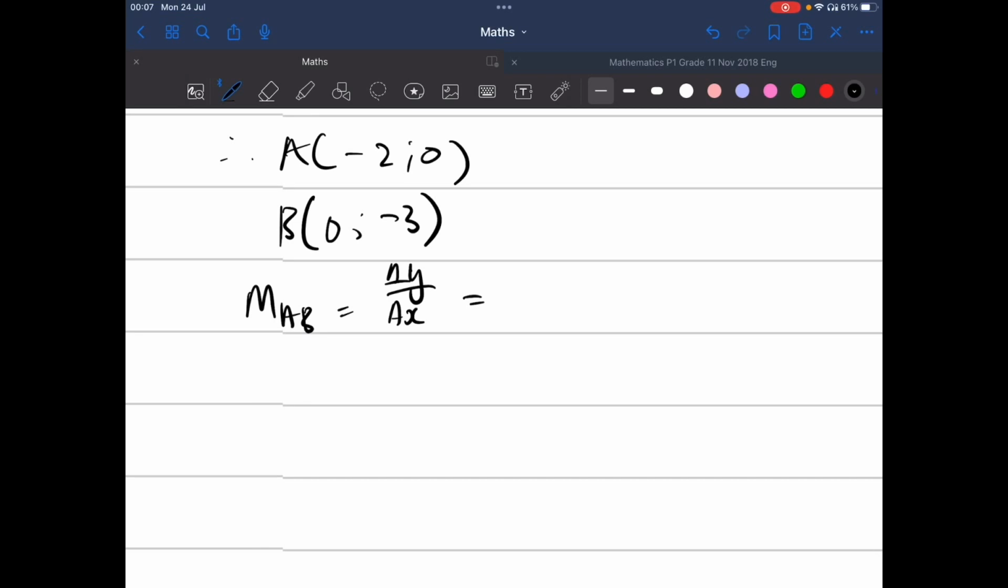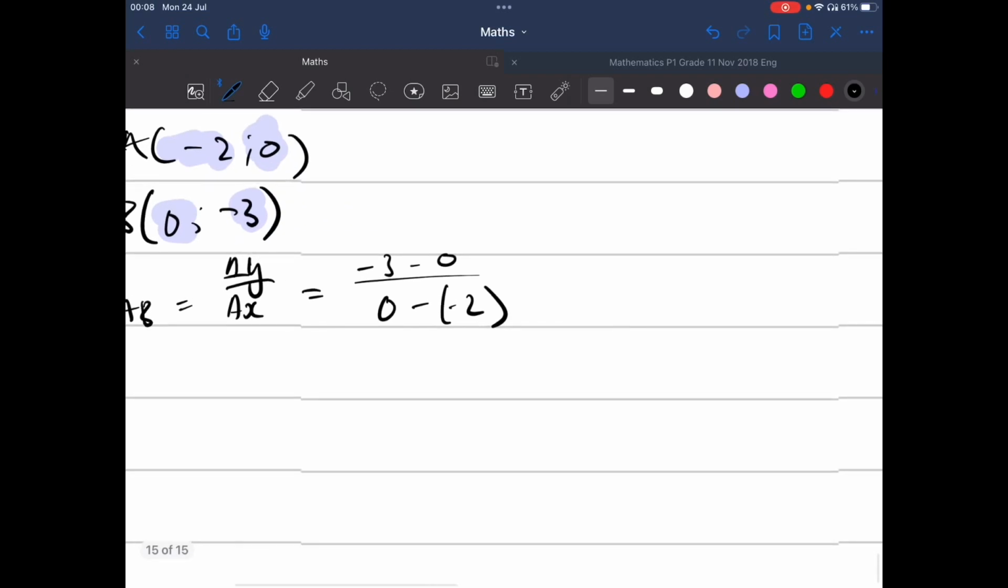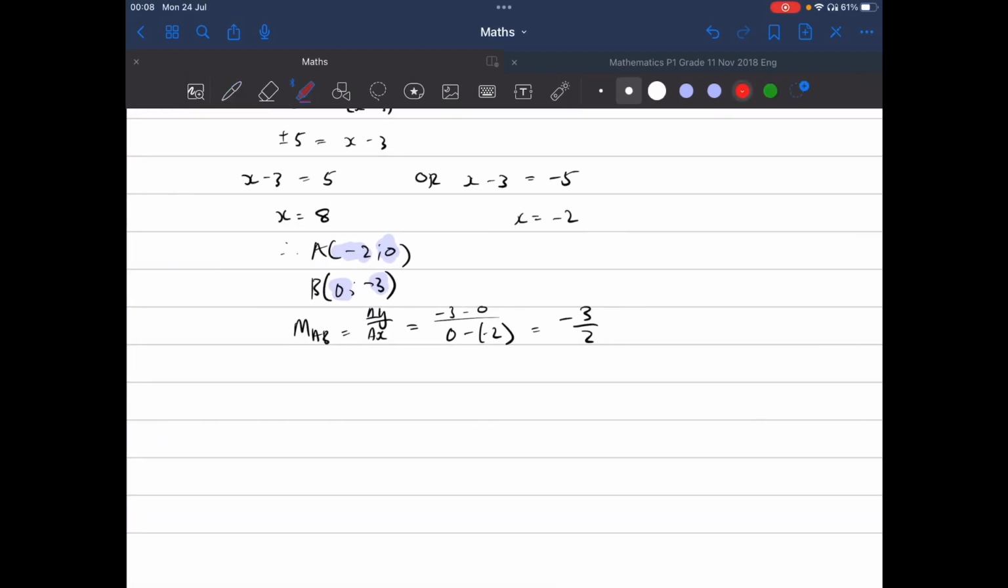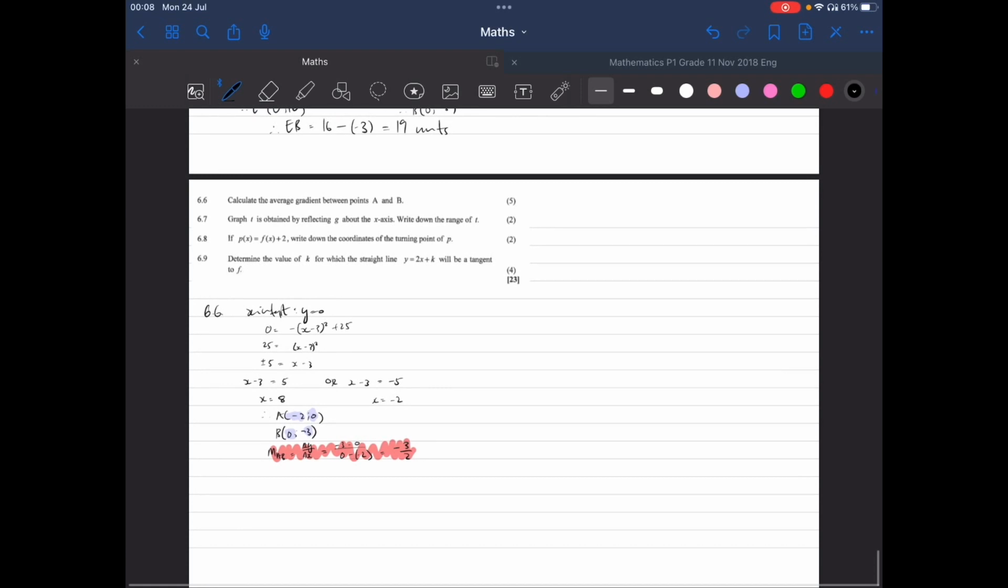So let's take our two y values, minus 3 minus 0, over, and now let's look at our two x values, 0 minus (-2). Okay, and that gives us minus 3 over 2. So that's our final answer then. That's our average gradient.